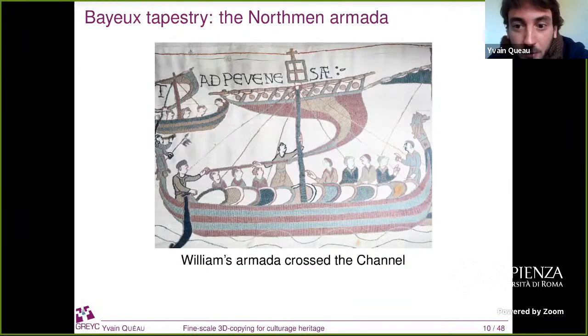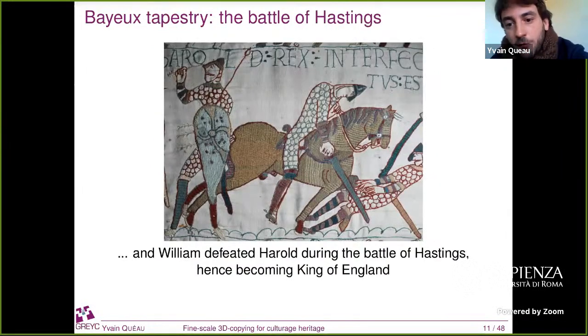This made William very unhappy. So he crossed the English Channel with his armada to fight with Harold, eventually leading to the Battle of Hastings, which was won by William. Harold died during this battle, and William became the new king of England. This whole story is told over approximately 70 meters on the tapestry.